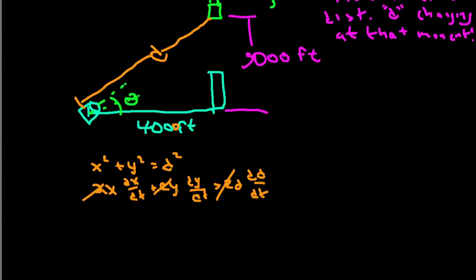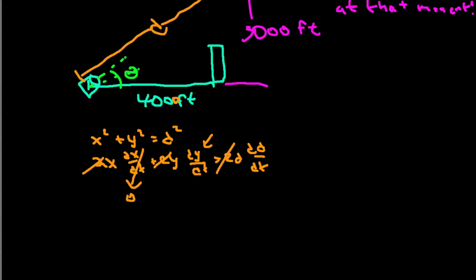And dx/dt, that's going to be 0, because our horizontal distance isn't changing. But dy/dt, on the other hand, that is going to be 600, because at that moment in time, the rocket is moving at 600 feet per second.